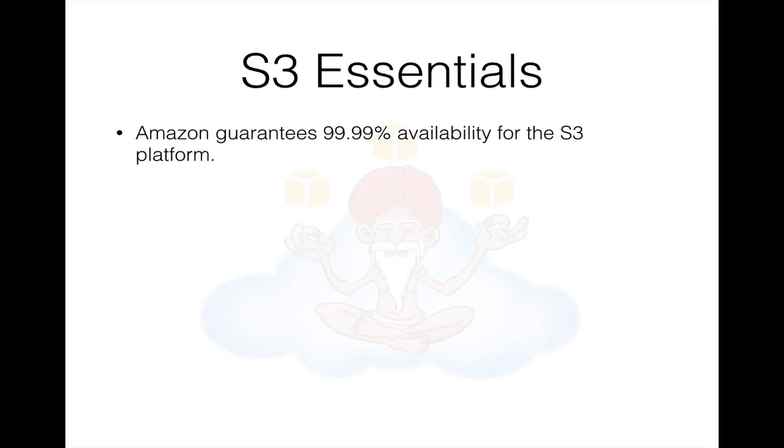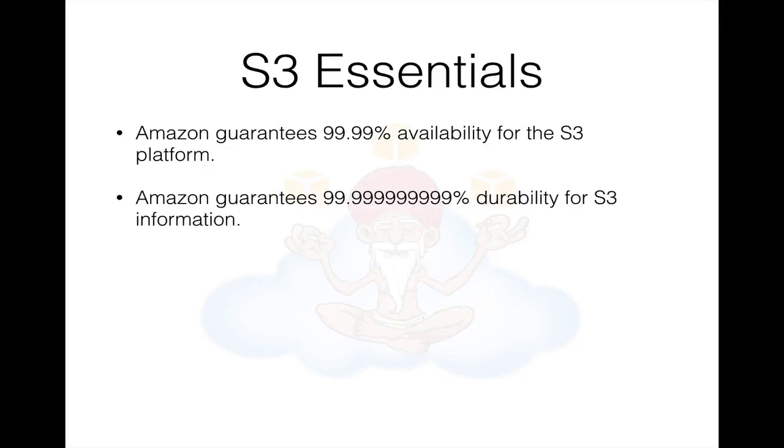With S3, Amazon guarantees 99.99% availability for the S3 platform. S3 buckets essentially are spread across availability zones. So if an availability zone goes down, you don't have to worry, your S3 bucket is stored in the other availability zones. And Amazon do this automatically on a region basis. You don't have to worry about configuring this.